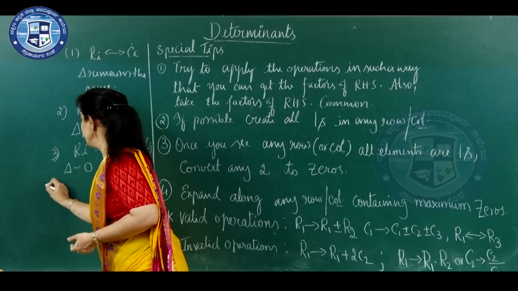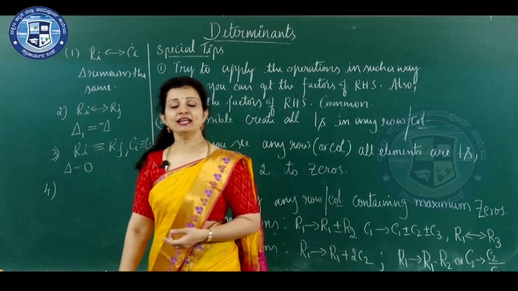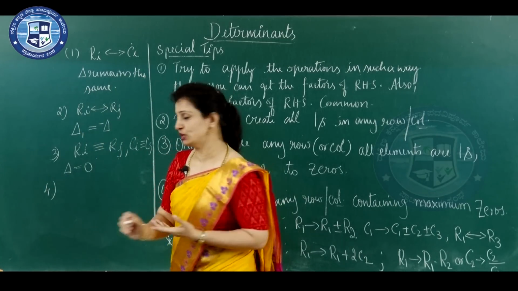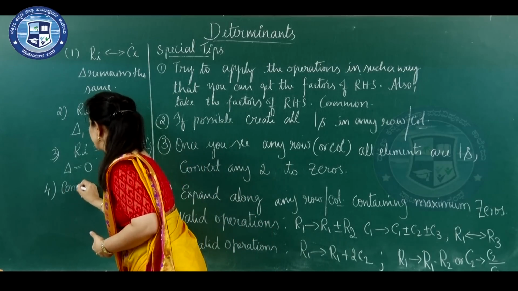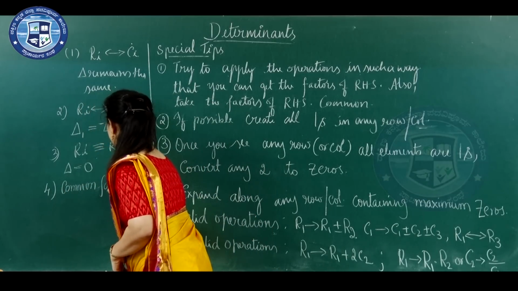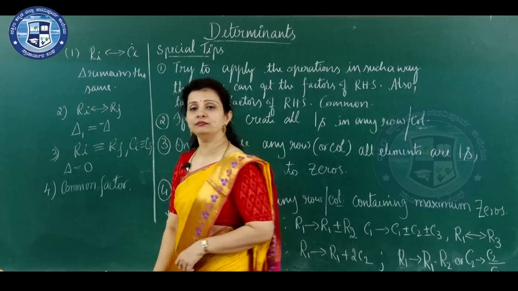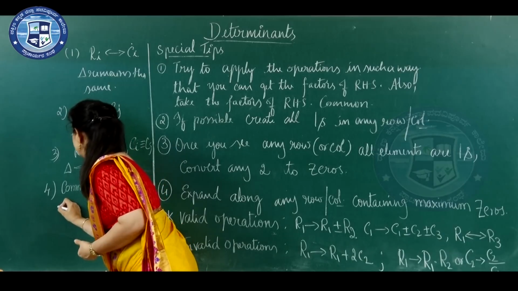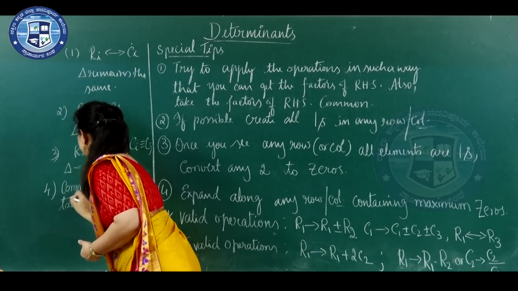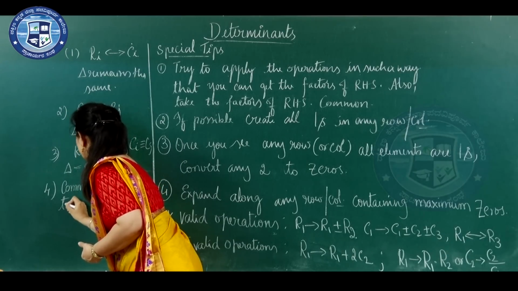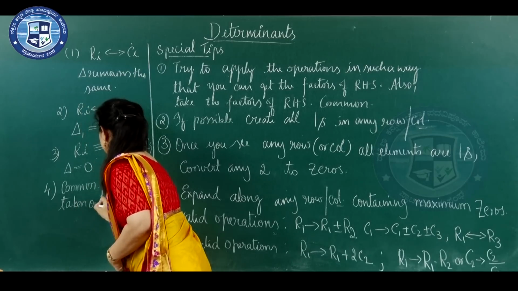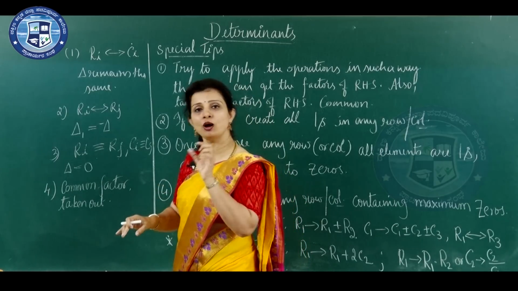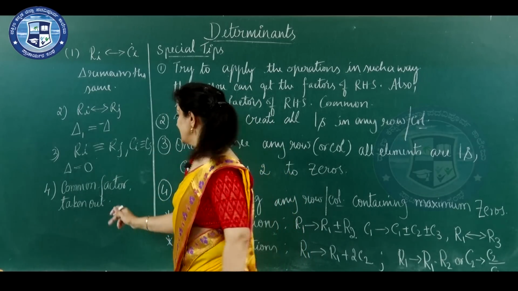And the next important property: if there is a common factor in any row or column, it can be taken out. So a common factor in any row or column can be taken out of the determinant. If any row or column has a common number, then that can be taken out.